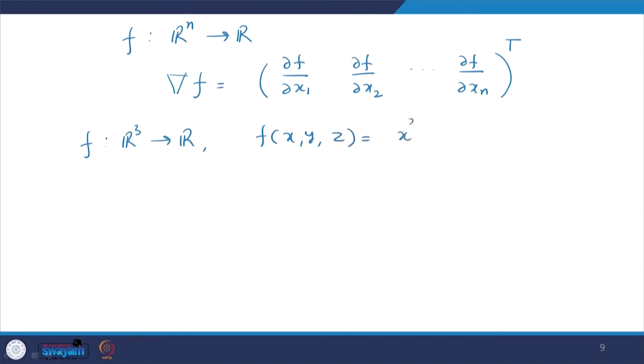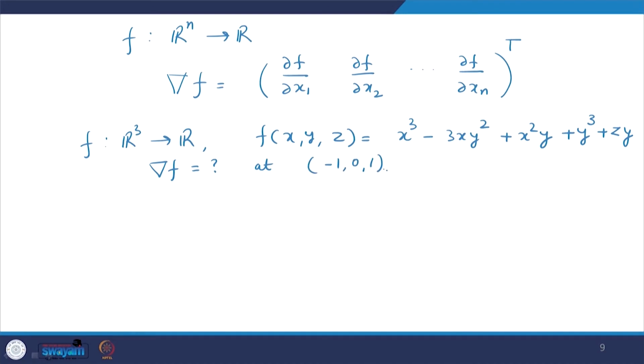Suppose the function is x cube minus 3xy square plus x square y plus y cube plus zy. You want to compute the gradient of f at, say, the point minus 1, 0, 1.